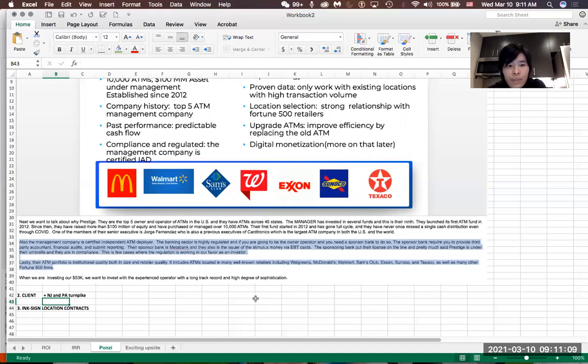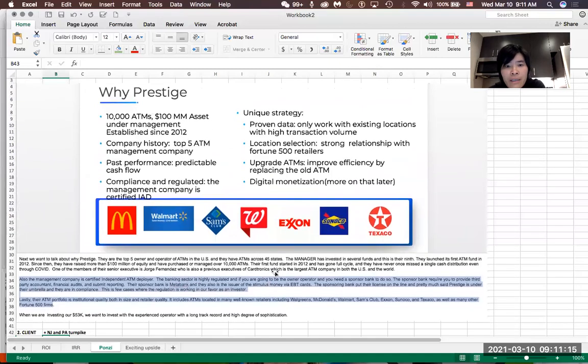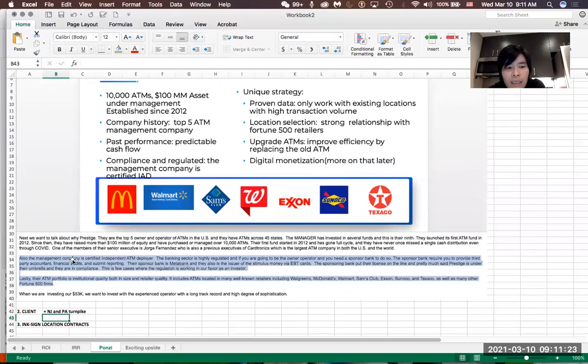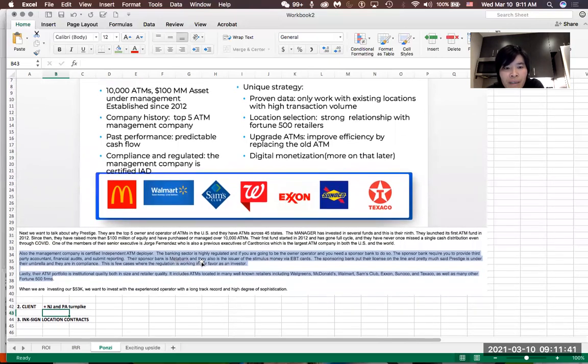So how do we know whether this is a real deal or not, right? The first concept we want to show is IAD. What is IAD? IAD is called Independent ATM Deployer. This ATM management company is called Paramount. Paramount, you can imagine, is an in-house property manager for Prestige, if you want to think of it that way. The banking sector is highly regulated, and if you are going to be the owner-operator, meaning this Paramount type of role, you will need a sponsor bank to do so.